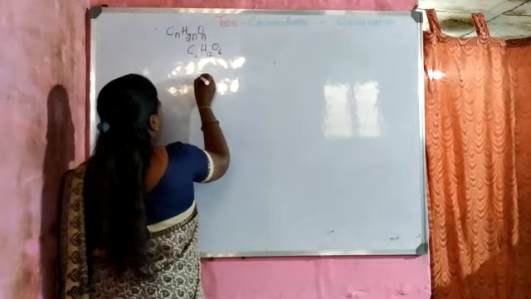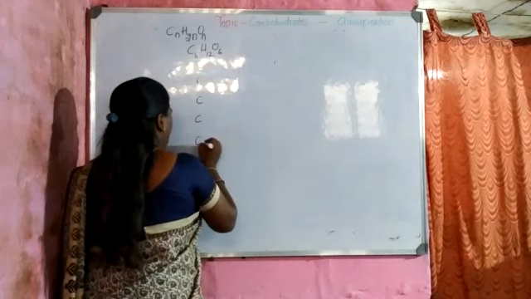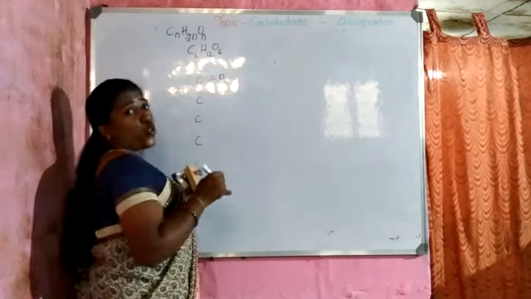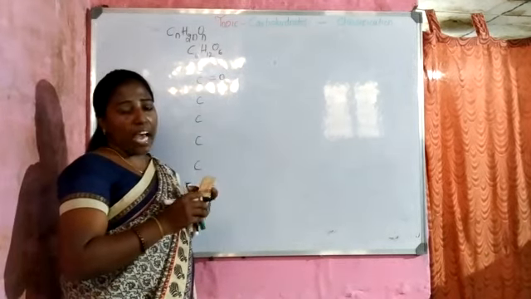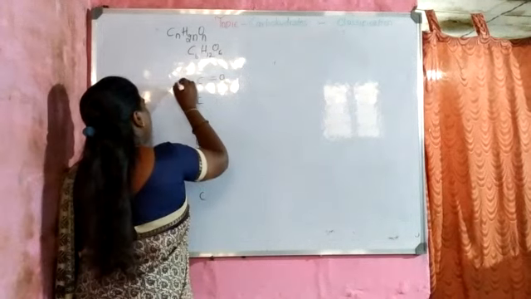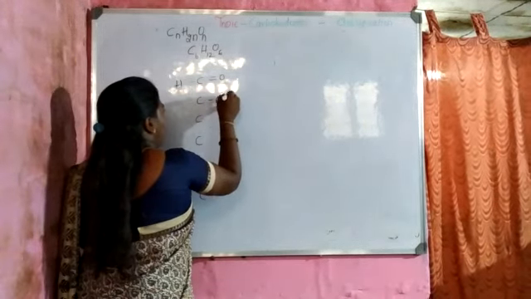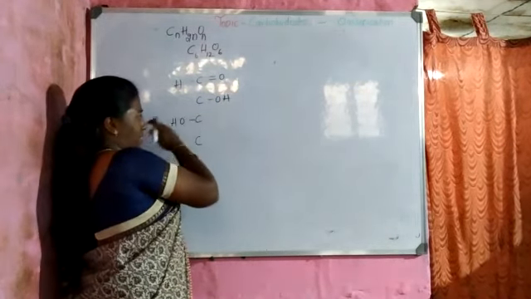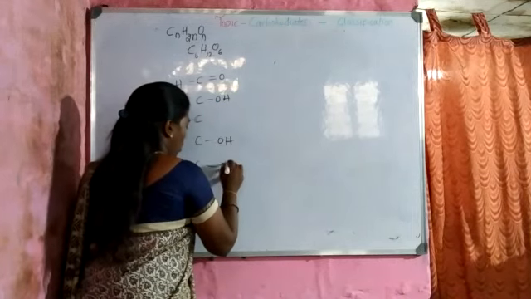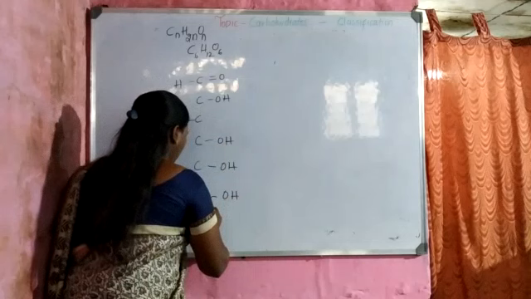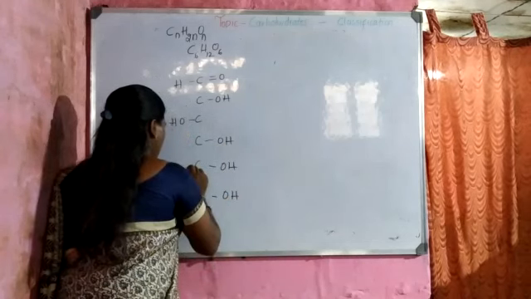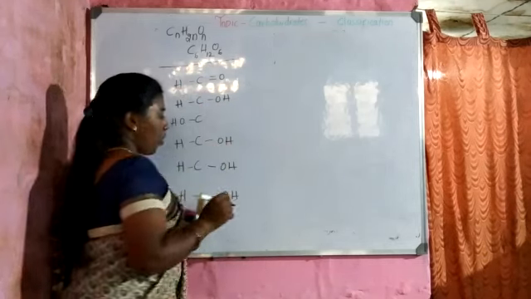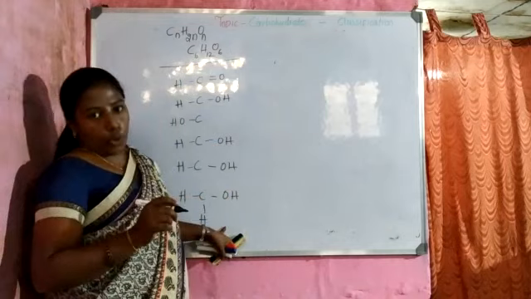The number of carbon atoms is 6: 1, 2, 3, 4, 5, 6. It is an aldose sugar. Aldose means it will have a functional group CHO, then OH, and the orientation changes at the third carbon atom, because of which you will find OH on the other side. So OH, OH, OH here, H, H, H, H, H. This is the open chain structure of glucose.